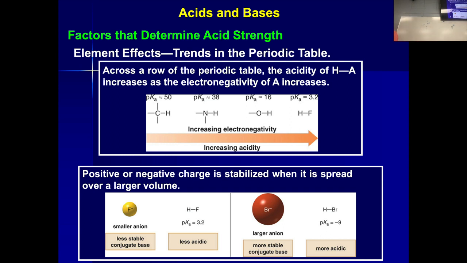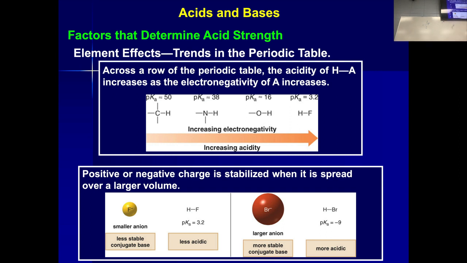Okay? And what happens as we go from top to bottom in a family? The atoms get bigger. So I'm putting that negative charge on fluorine to make fluoride, a small particle, and on bromine, it's a big particle. It turns out the more surface area that the negative charge can be delocalized on, the more stable it is. So larger anions are more stable than small anions.